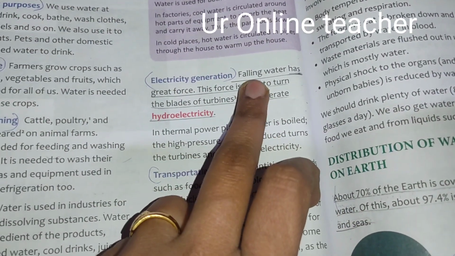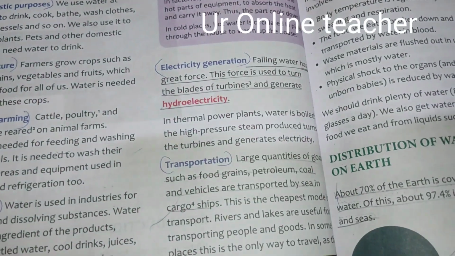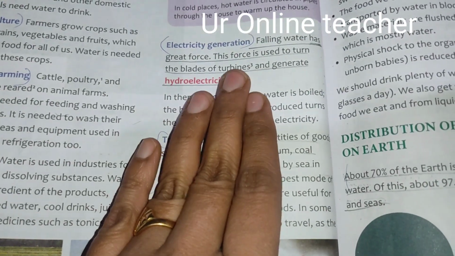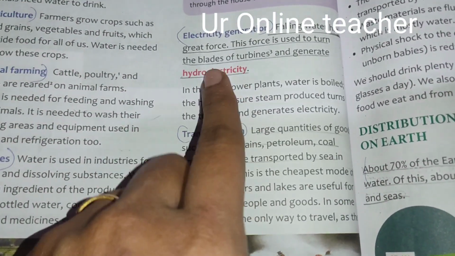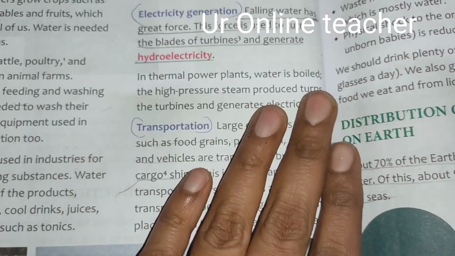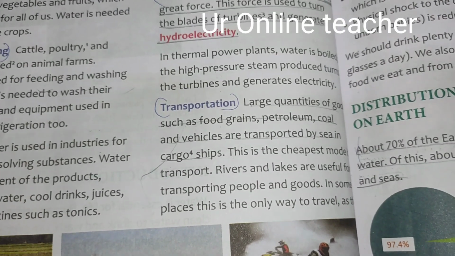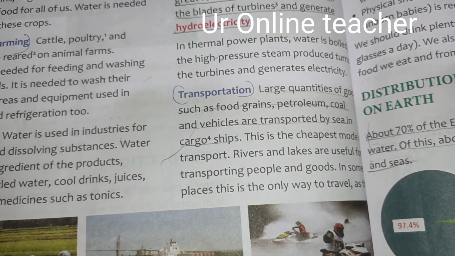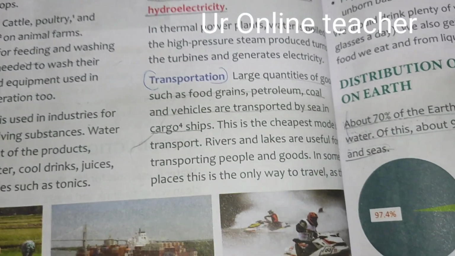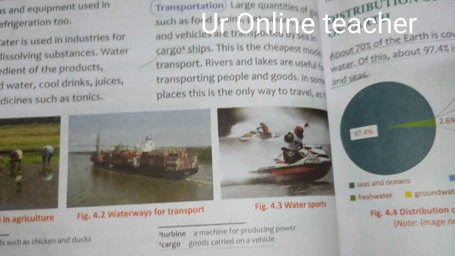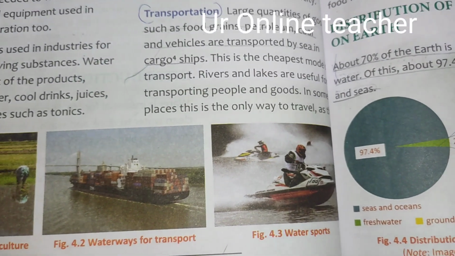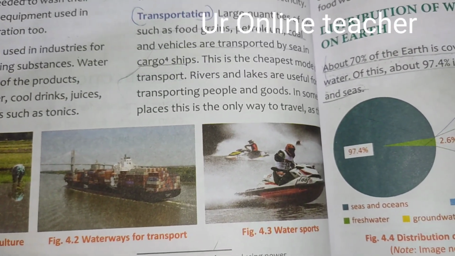Even to generate electricity, falling water has a great force. This force is used to convert the water into electricity through the blades of turbines, and it will generate hydroelectricity. Because the current is produced by water, it is called hydroelectricity. In thermal power plants also, water is boiled and the high steam pressure produced turns turbines, and it will produce electricity. Then in transportation, large quantities of goods such as food grains, petrol and vehicles are transported by cargo ships. This is a very cheap method of transport. Even rivers and lakes are useful for transporting people and goods.